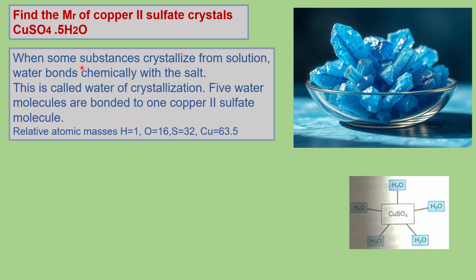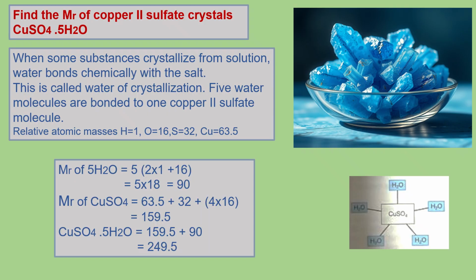Again, you are given the formula and you are given the relative atomic masses of the elements. How do you solve this problem? First, you find the relative formula mass of 5 molecules of water. 2 times 1 plus 16, which is 18, times 5. Now you have 5 times 18, which is 90. This is the relative formula mass of 5 molecules of water.